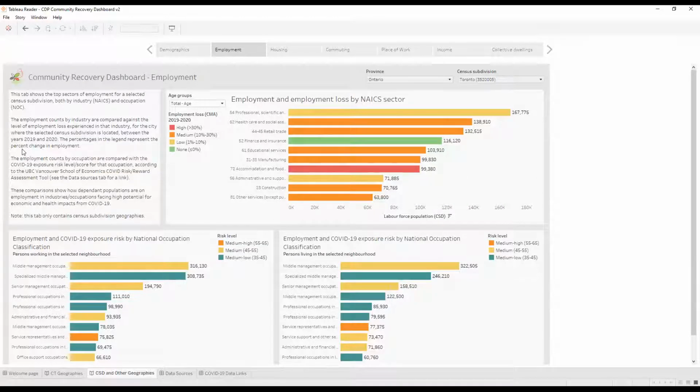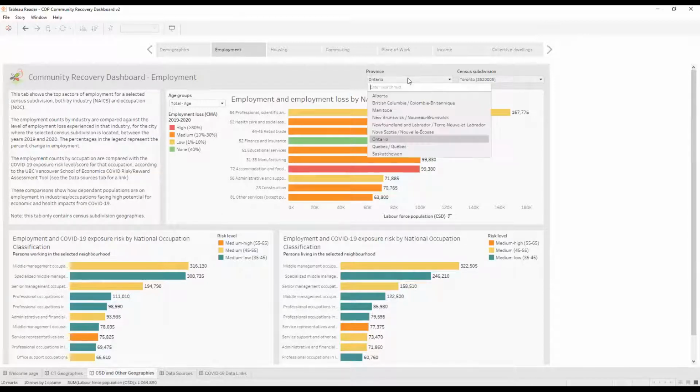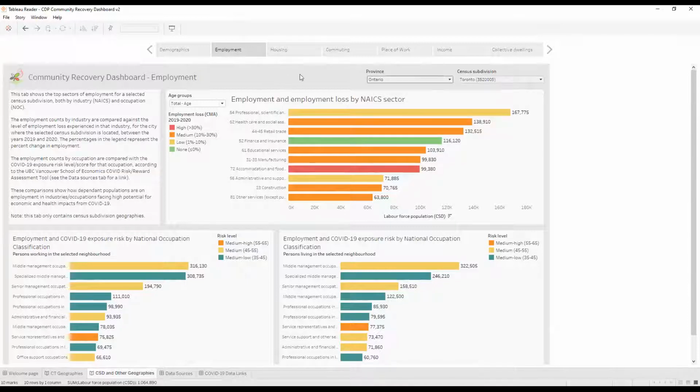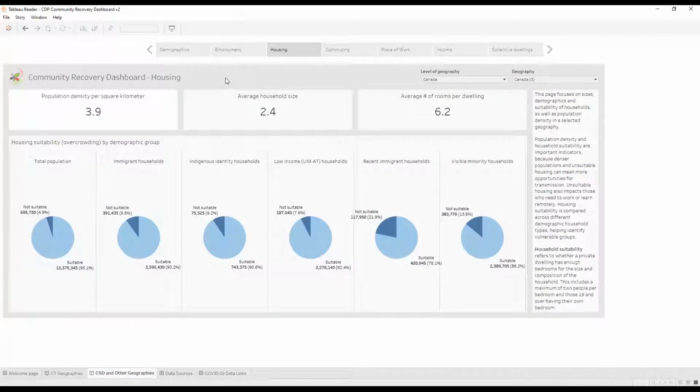You can now find a more detailed explanation of these indicators in the text here. Also note that this data is only at the census subdivision level, just because that's the data we have available to us right now. The housing section shows housing suitability, which is a measure of overcrowding by demographic household types. So it lets you identify demographic groups in a region that are disproportionately experiencing overcrowding, for example. And you can also get a sense of the average household size in a region.